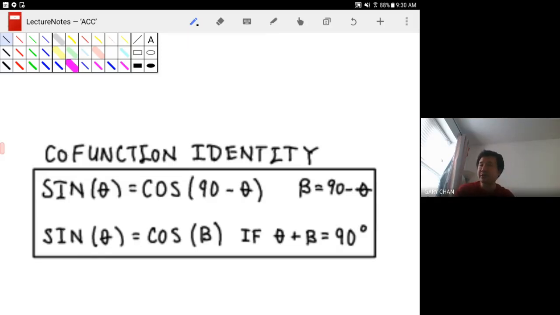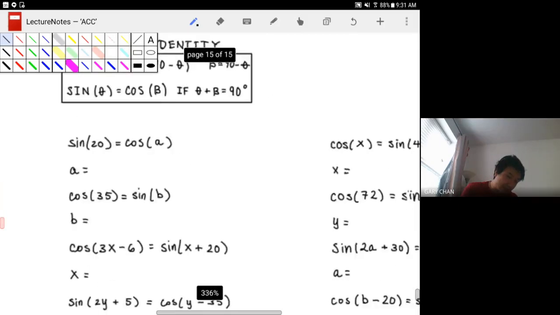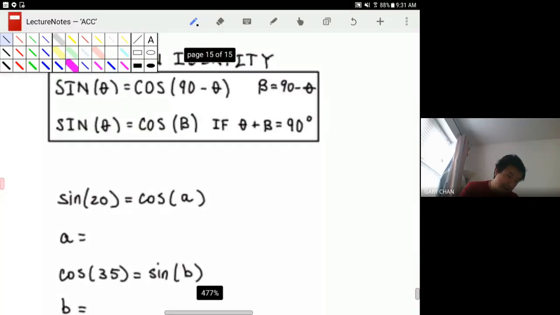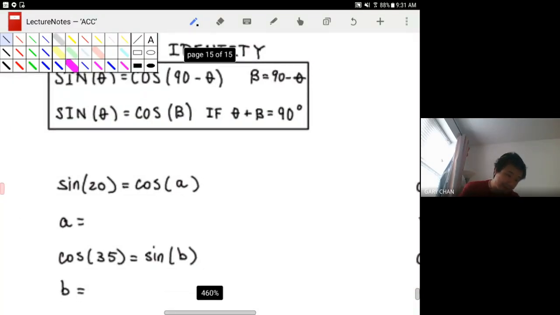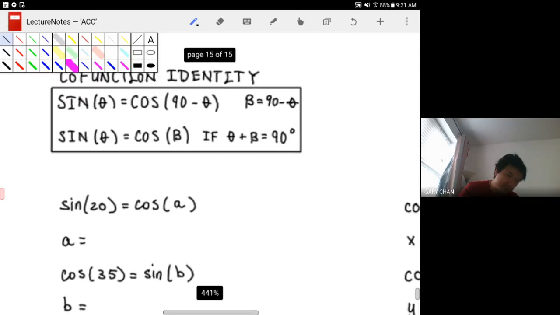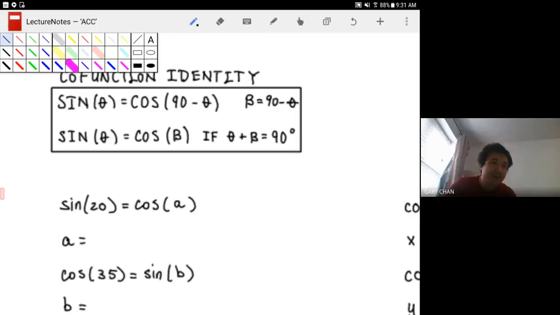So let's see how we can actually apply this. Now that we understand this identity, I want to ask you guys to take a moment and write down these two problems underneath that. I have sine of 20 is equal to cosine of A, and the question is to find out what A is. Wait, that says 30, I'm sorry, that's sine of 20. And then the second question is cosine of 35 is equal to sine of B, and to find out what B is.